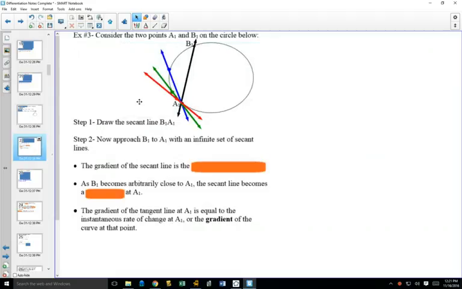So if we have 2 points on a circle, and you draw a secant line between those 2 points, from B1 to A1, that could be shown by that black line on there. Now if you kept drawing secant lines by getting closer and closer to A1, I've shown that with the blue line here, that's a little bit closer. Then the green one is even closer. And then the red one is even closer.